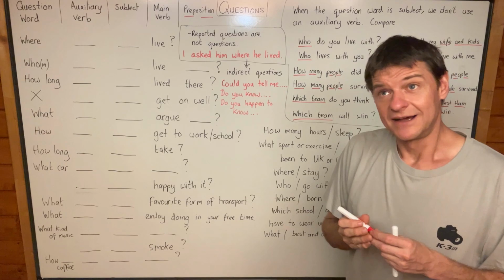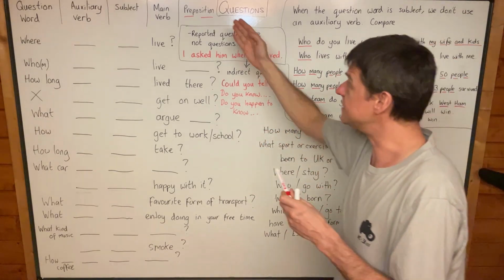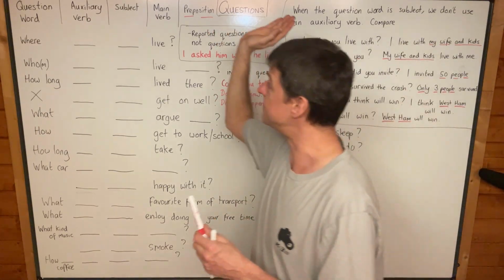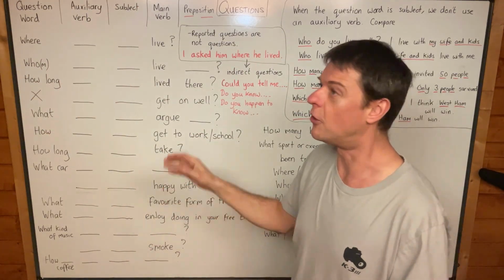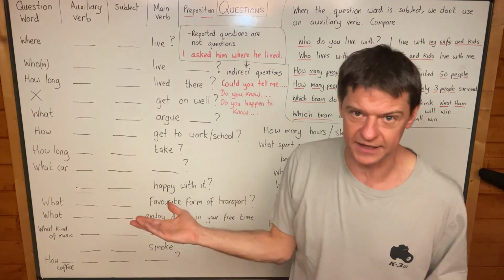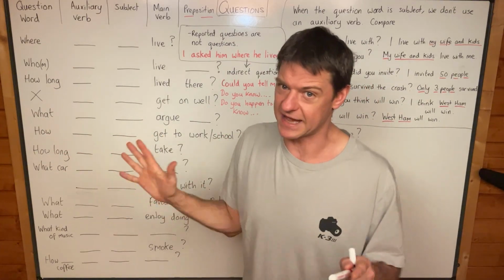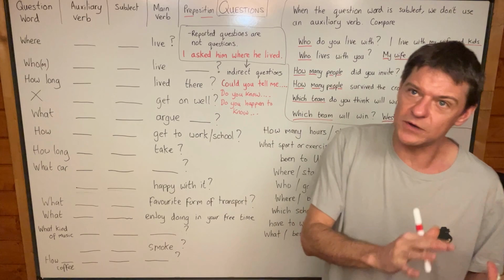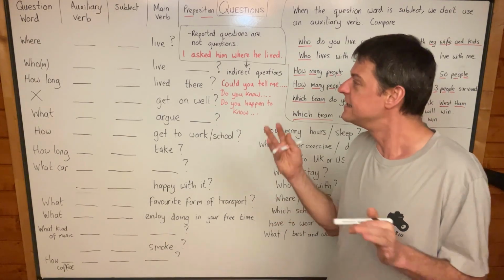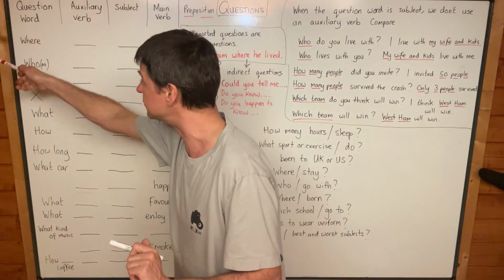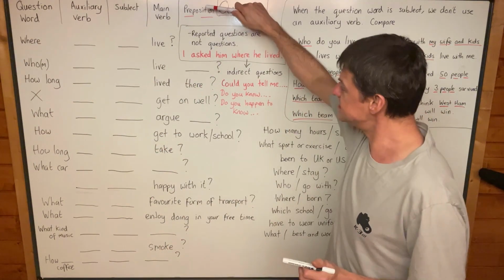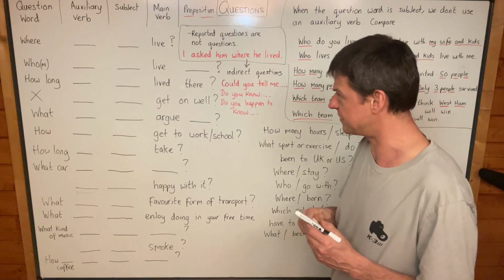Okay, and I really want to emphasize this because I know that in a lot of languages you put the preposition at the start. You say, with whom do you live? Or about what are you talking? But we don't usually do that in English. In the past we did sometimes, I admit, but nowadays we don't do that, and you will sound quite strange if you start the question with the preposition. So try to put the preposition at the end of the question.